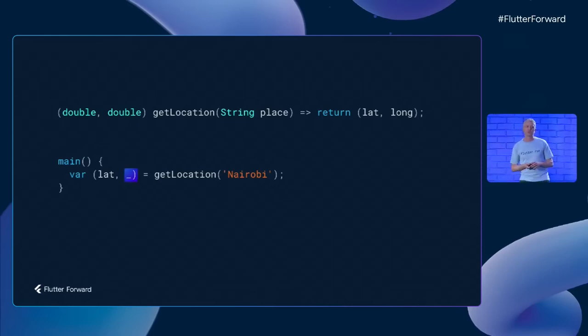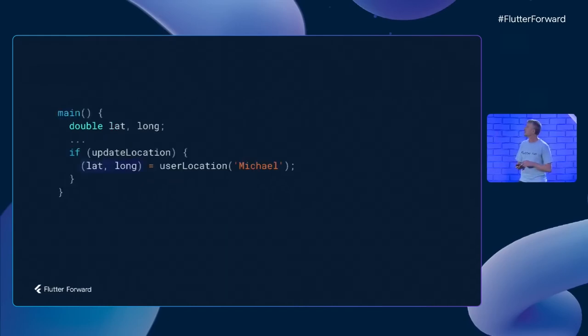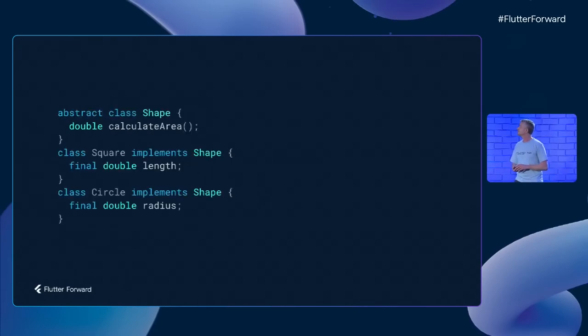If you want to, you can also discard one of the fields using the underscore pattern. Sometimes you might want to just update existing variables instead of binding new ones, and in that case, you can of course do that too. But they can also be used on much more complex data structures.